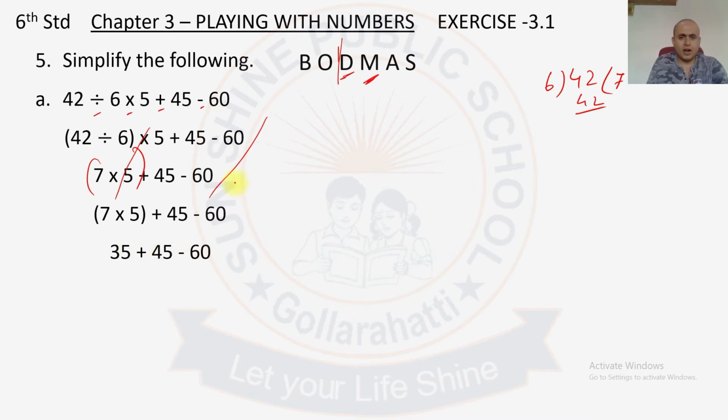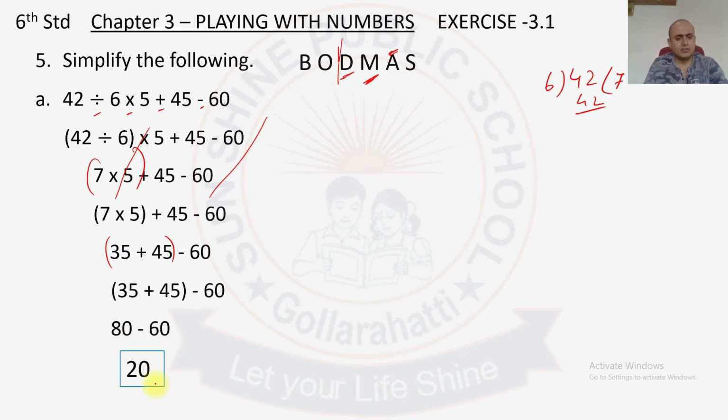So now you got addition. According to BODMAS, you should add these two numbers first. That is 35 plus 45, if you add, you will get 80, and write minus 60 as it is. So 80 minus 60 is 20. Therefore the answer is 20.